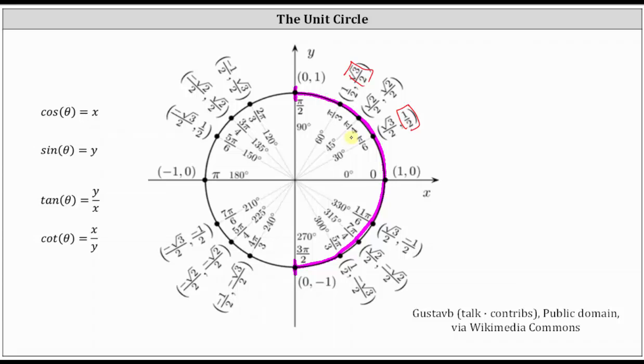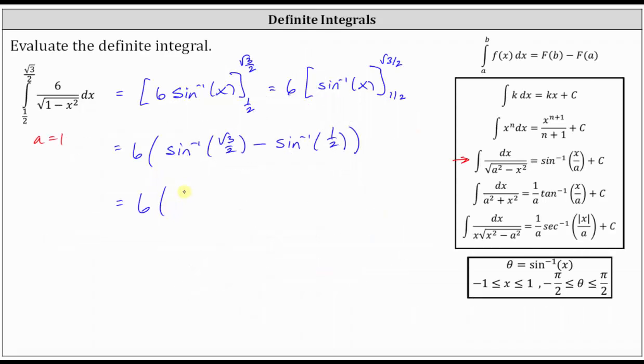So going back to our work, we have 6 times the quantity pi divided by 3 minus pi divided by 6. Let's go and distribute the 6. 6 times pi divided by 3 is 2 pi, minus 6 times pi divided by 6 is 1 pi, or just pi, and 2 pi minus pi is equal to pi. The exact value of the definite integral is pi.